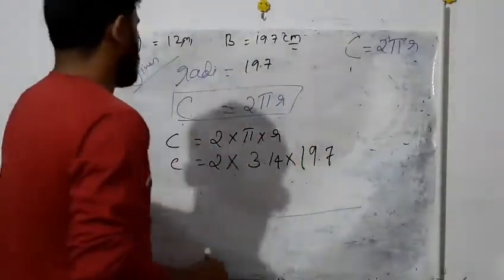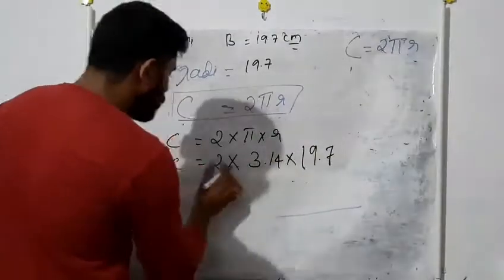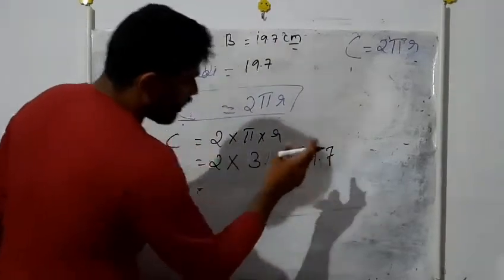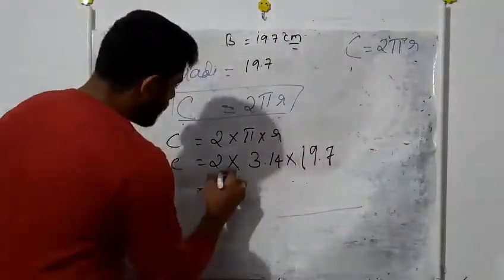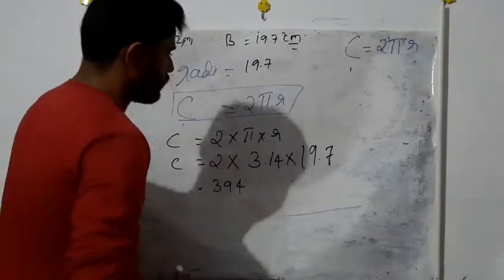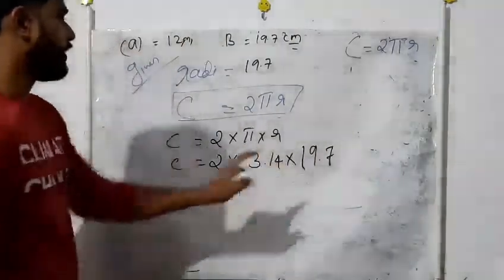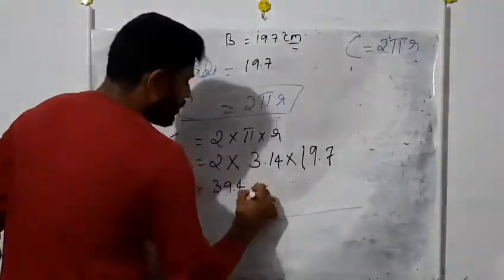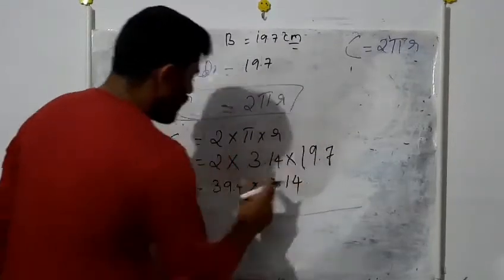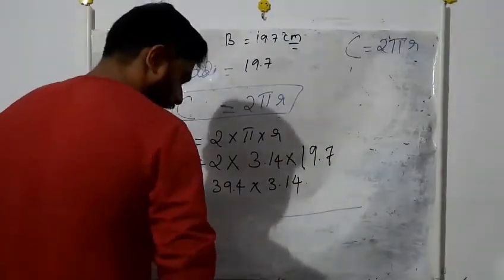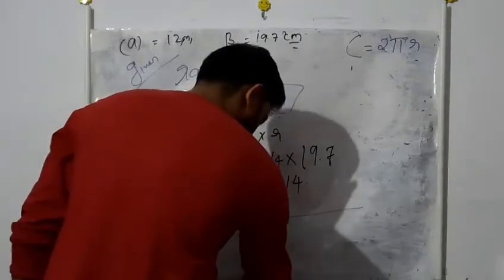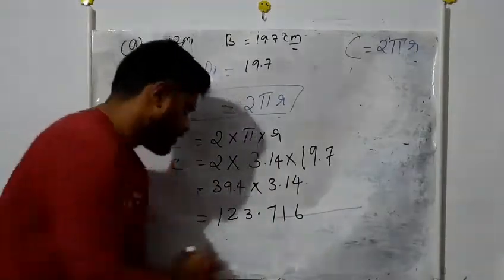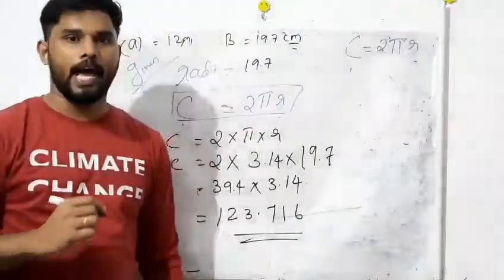19.7. Understood? Now 19.7 into 2, how much will come? 39.4. Then 39.4 into 3.14, if we multiply, you will get the answer. What's the answer? 123.716. This will be the final answer.